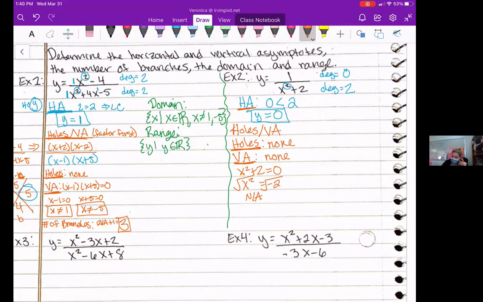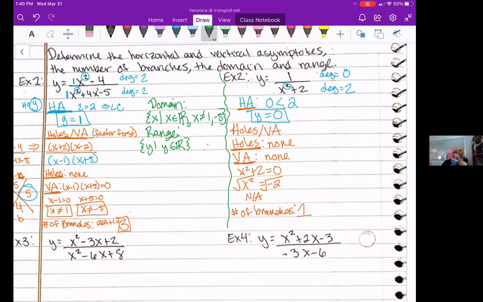Now, okay, so then number of branches. Remember, basically that means how many sections is this rational going to be cut up into, right? Because there's no vertical asymptotes, that just means I'm going to have one big chunk. So we have one branch.